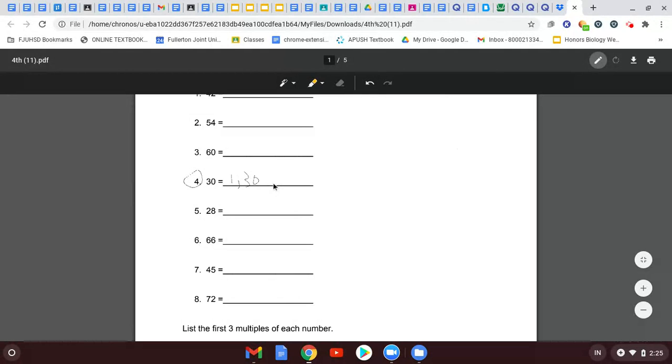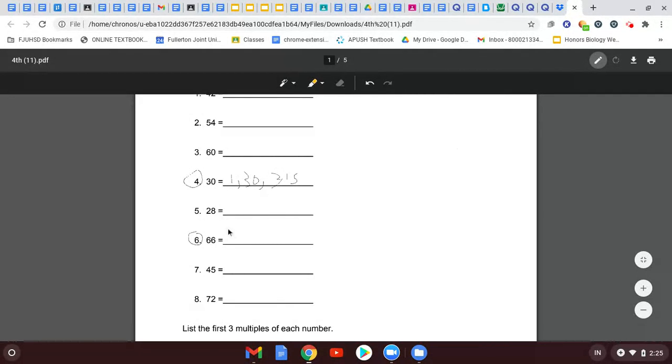And what other numbers multiply to equal 30? Some other numbers are 2 times 15. And 2 times 15 is another factor pair of 30 because 2 times 15 equals 30. Let's try doing another example. Let's try doing number 6. What are all the factors of 66?